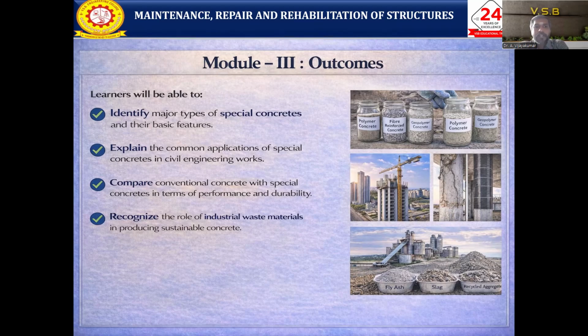Then the learner should be able to explain very easily a common application of special concrete in civil engineering work. Now you can compare conventional concrete with special concrete in terms of performance and durability. So now you can recognize the role of industrial waste materials in producing sustainable concrete. These are the module 3 outcomes.